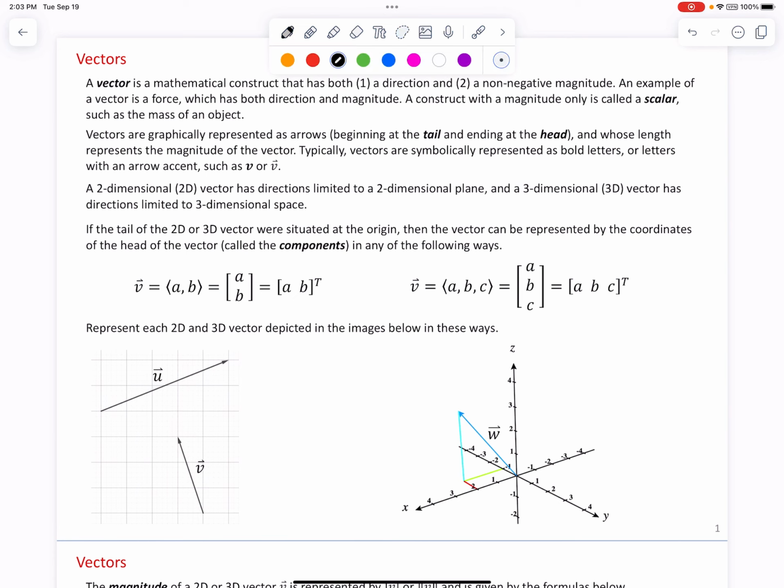Now, if you were to situate this vector u so that the tail is at the origin, then the location of the head of the vector, which would be here, would have coordinates, in this case, 5, 2. Thus, we can say that the vector u has components 5 and 2. And we can write that using these angle brackets, 5, 2. Or we can write this as a column vector, 5, 2. Or the transpose of a row vector, 5, 2 transpose. Any of these is acceptable.